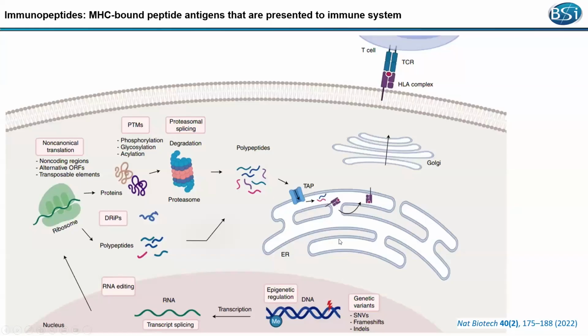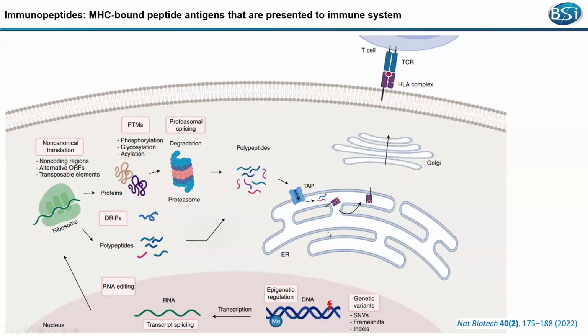What are immunopeptides? Immunopeptides are MHC-bound peptides that are presented to the immune system. In the class 1 pathway, endogenous antigens will be digested into peptides by proteasomes and transported into the ER. Within the ER, these peptides then associate with MHC molecules. If the complex is stable, then the complex is transported to the membrane for interaction with the T cells.